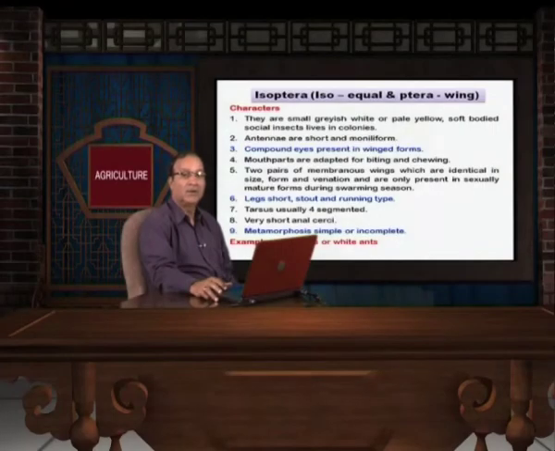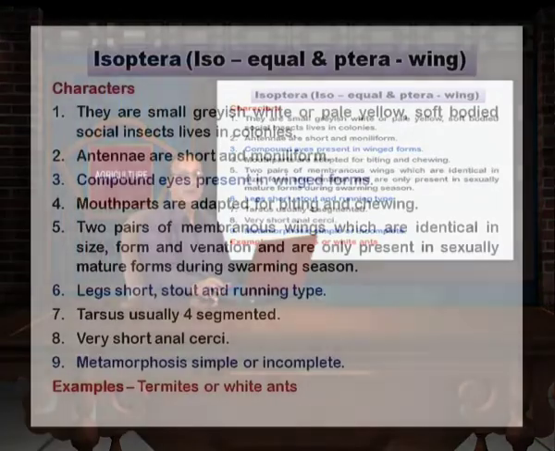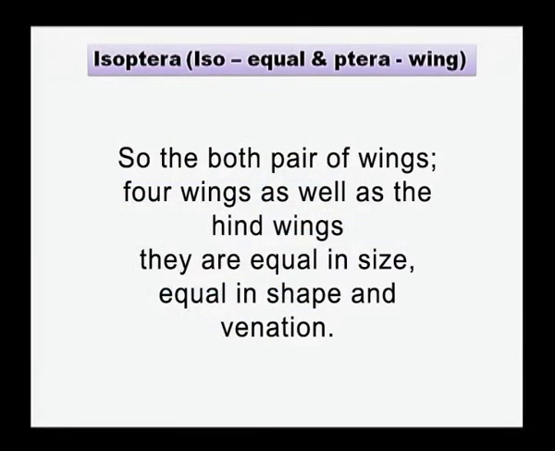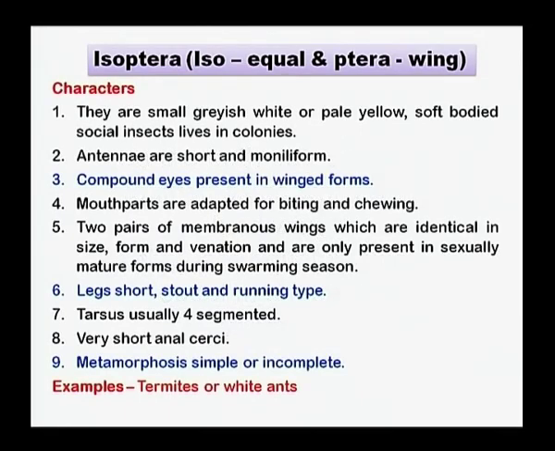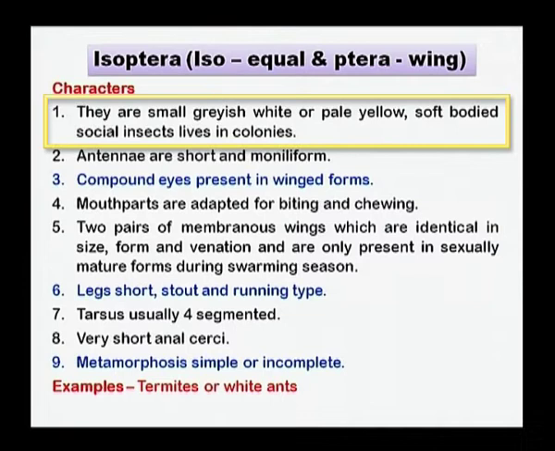The next important order is Isoptera. Iso means equal, ptera means wings. So both pairs of wings, forewings as well as hind wings, are equal in size, equal in shape and venation. It means the veins, whether longitudinal or cross veins, are more or less similar in both pairs of wings. However, these insects are small in size, mostly grayish, whitish or pale yellow. Very soft bodied insects come under this order.